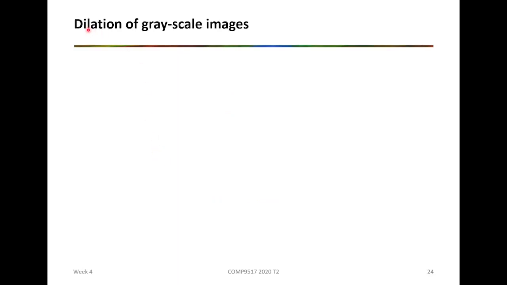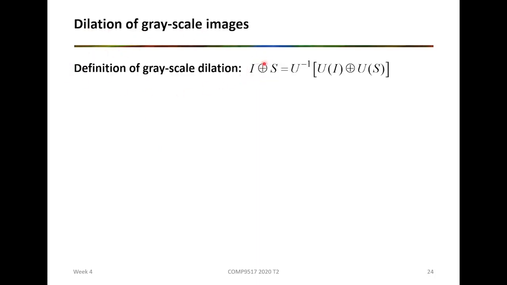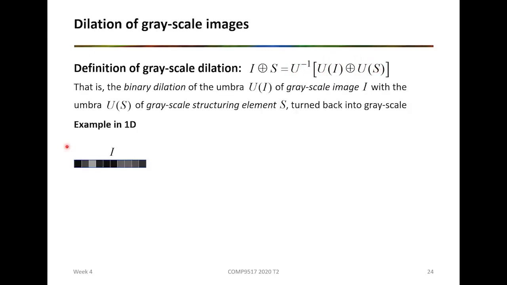For example, dilation. How can we dilate a grayscale image? We use the same definition, we use the same symbol, because essentially it is the same thing. It's the same kind of operation, except that now we're doing the dilation in the umbra representation of both the image and the structuring element. And then we take the inverse of the result. Let me illustrate how that works with a practical example. And since it's a little bit complicated to show three-dimensional binary images, I'm going to reduce the dimensionality of the whole discussion by 1. So we're going to look at one-dimensional grayscale images which transform into two-dimensional binary images.